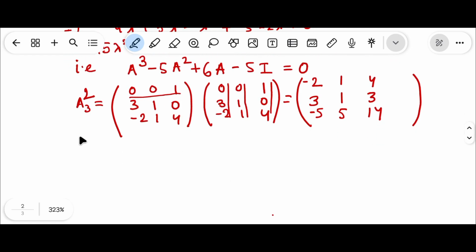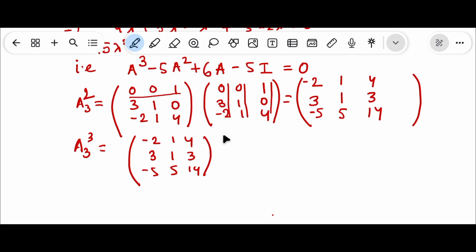Now we have to find A3 cube, that is [-2 1 4; 3 1 3; -5 5 14] along with [0 0 1; 3 1 0; -2 1 4]. So I am multiplying the first row with the first column. -2 into 0 is 0, 1 into 3 is 3, 4 into -2 is -8. So 3 - 8 is -5.